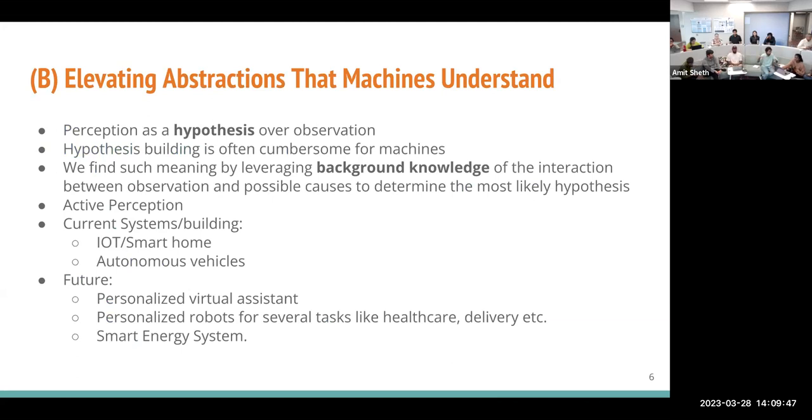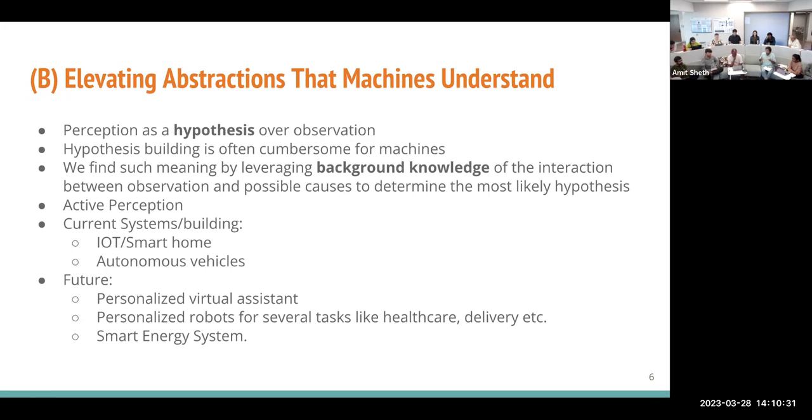So these were the influential works, and then we have four key enablers, which get us to human computer experience. The first one was discussed by Chaturanki, and the second is elevating abstraction that machines understand. In this, the main topic is perception and hypothesis. Richard Gregory, in his book in 1966, talks about perception as a hypothesis over observation. So what does that mean? As far as I understand, perception is not a passive process. It's a very active process. It's a very dynamic process as well.